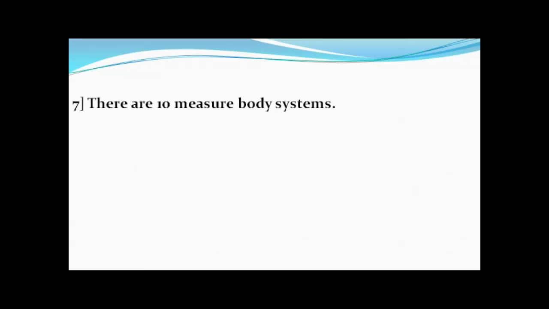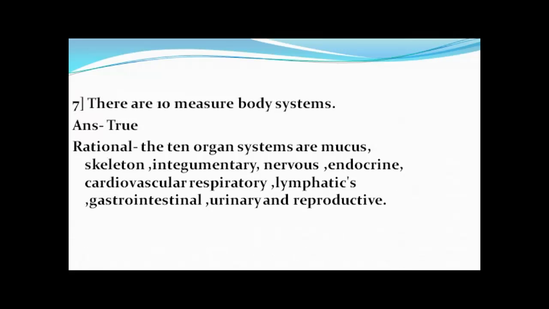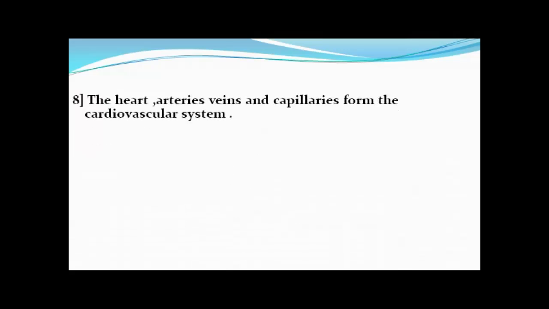There are 10 major body systems. Answer is true. Rationale: the 10 organ systems are skeletal, integumentary, nervous, endocrine, cardiovascular, respiratory, lymphatic, gastrointestinal, urinary, and reproductive systems. So there are 10 major body systems. Next question is, the heart, arteries, veins, and capillaries form the cardiovascular system.